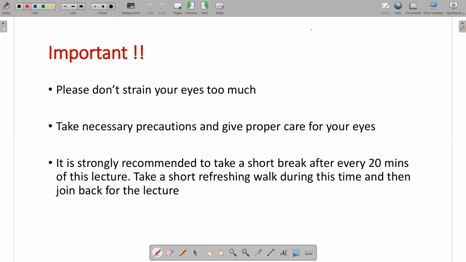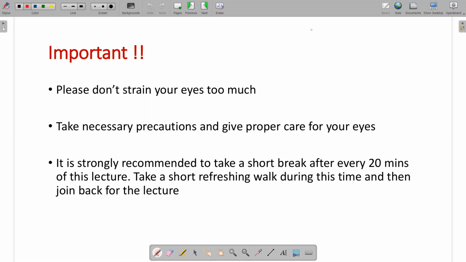Important, please don't strain your eyes too much. Take necessary precautions and give proper care for your eyes. It is strongly recommended to take a short break after every 20 minutes of this lecture, and you may take a short refreshing walk during this time and then join back for the lecture. So, my dear students, let's begin our discussion.